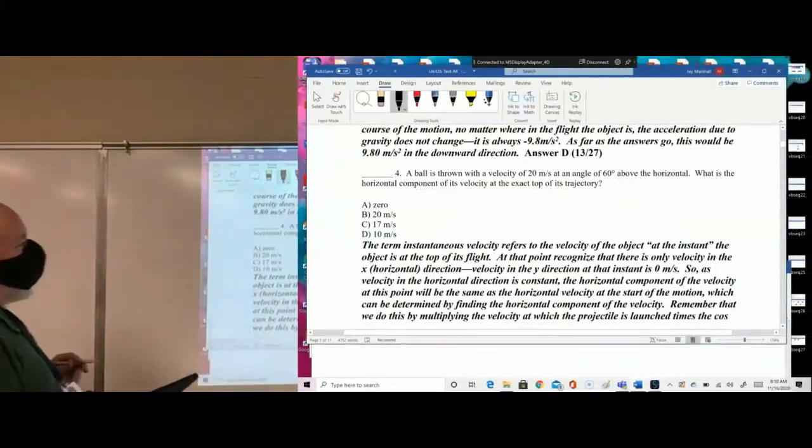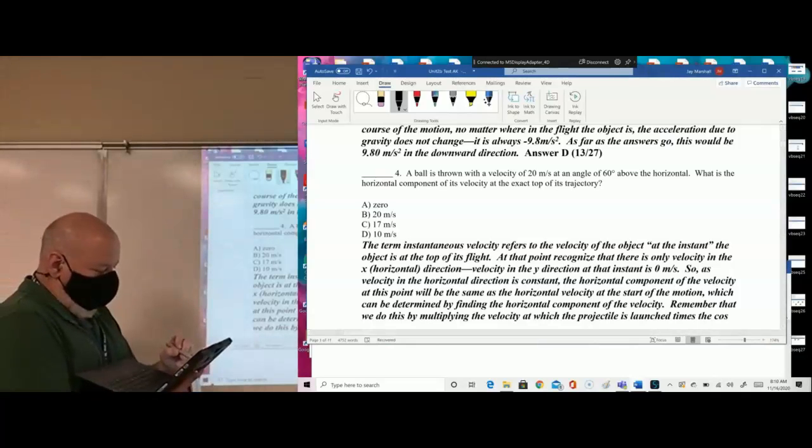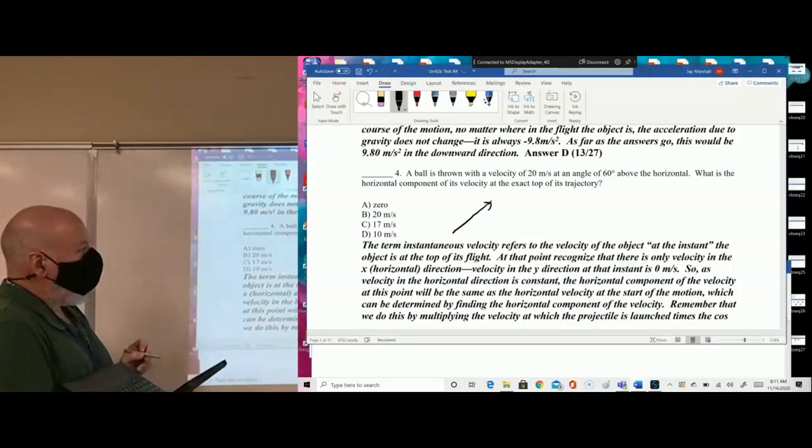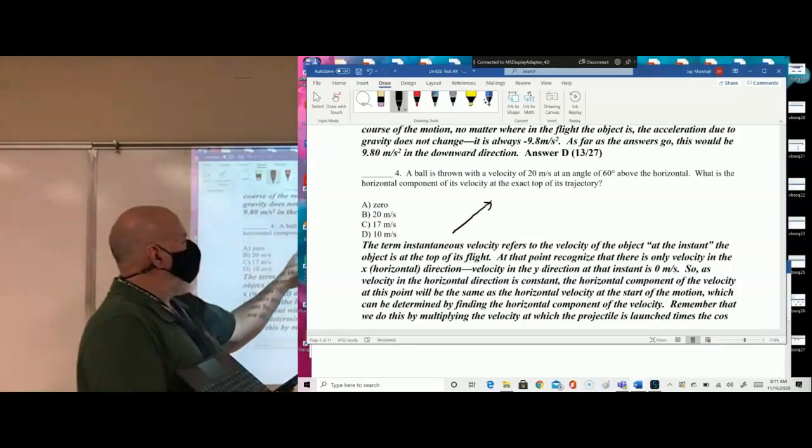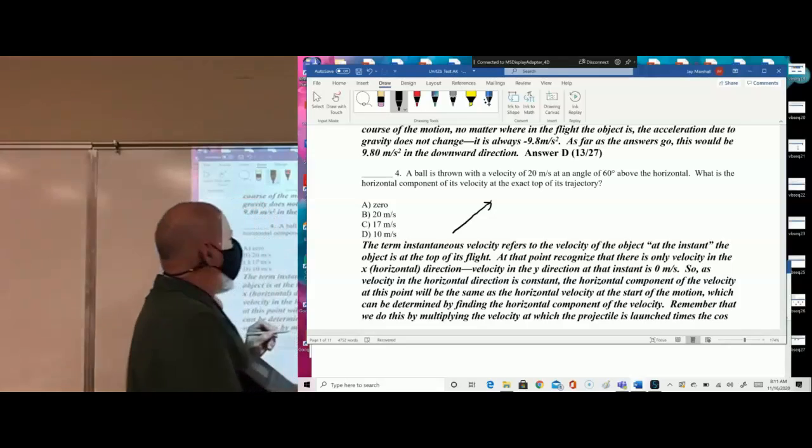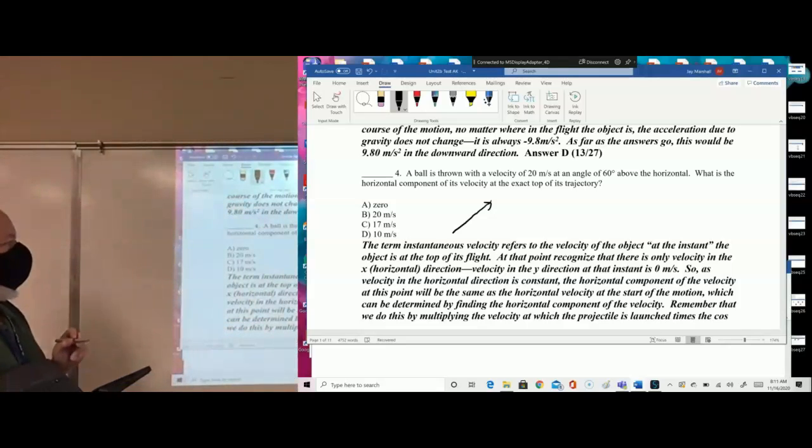A ball is thrown with a velocity of 20 meters per second at an angle of 60 degrees above the horizontal. Okay, so I kind of throw it up. What is the horizontal component of its velocity at the exact top of its trajectory?